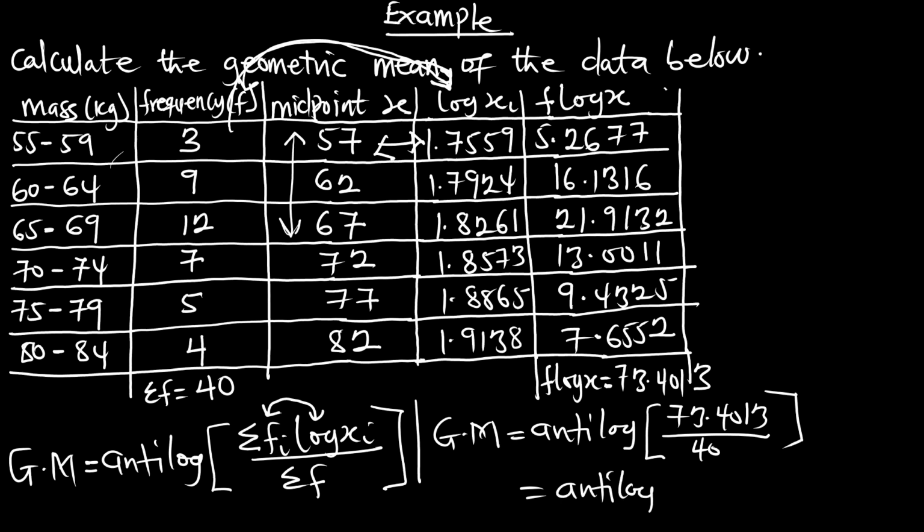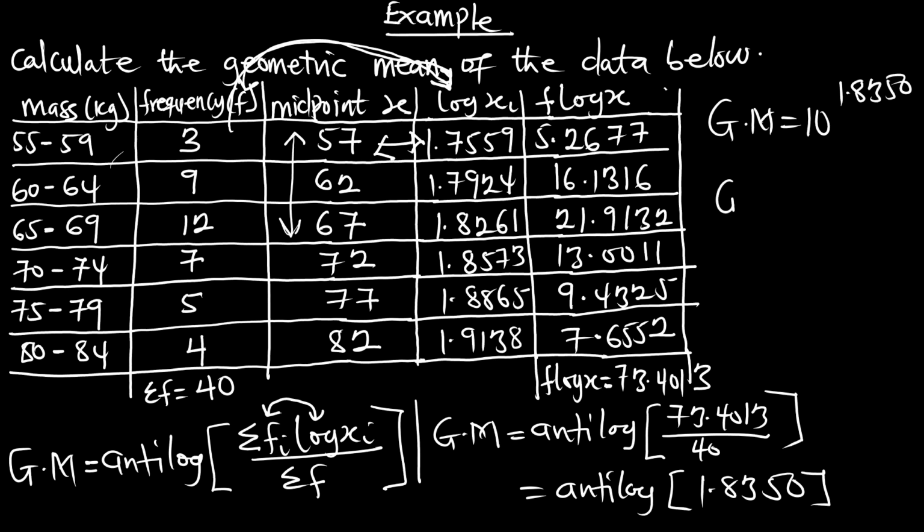This whole thing is giving us 1.8350. So your antilog, which is GM, is going to give you 10 to the power 1.8350. And our geometric mean is going to be 68.396. So with the data given, this is our geometric mean. Are we okay? We can solve one more example to see how we can find the geometric mean. Let's take the next example.